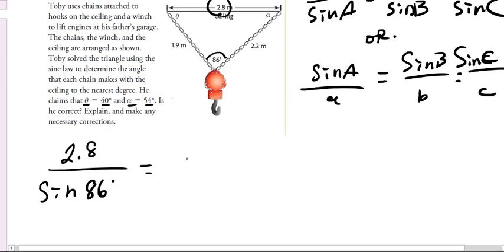Okay, actually, thank you for saying that. What did you say? Sine alpha over... Okay, everyone watch this. Sine alpha over 2.2. Does that look right? Do you want to make that adjustment?